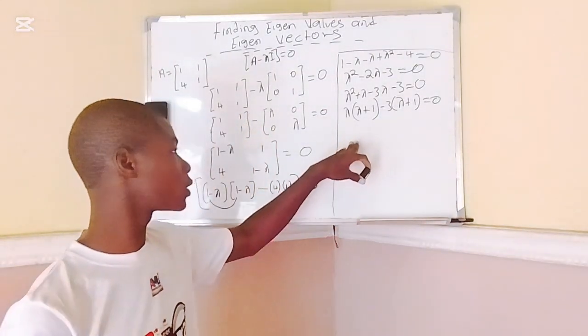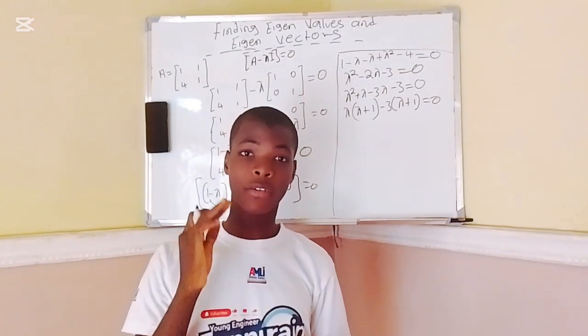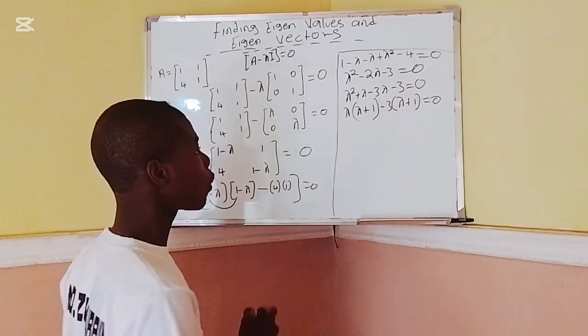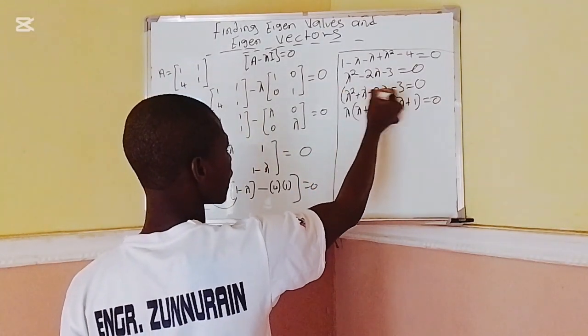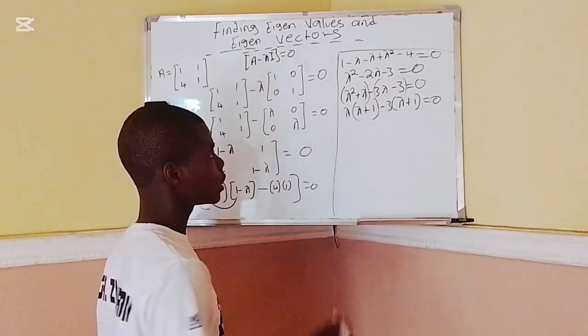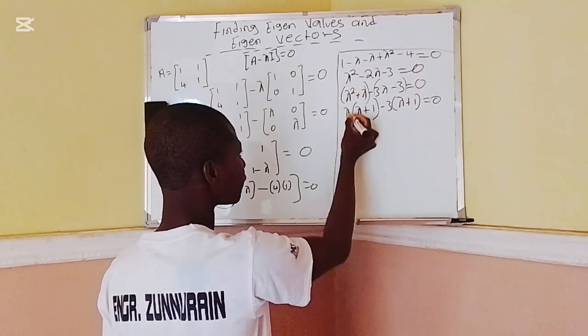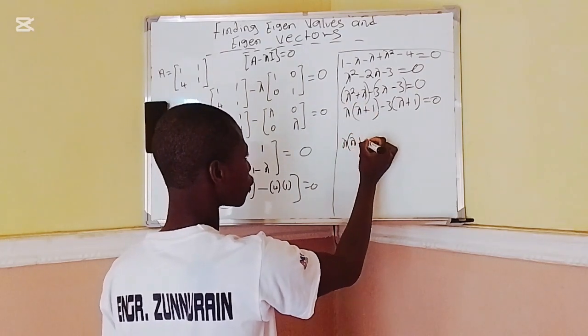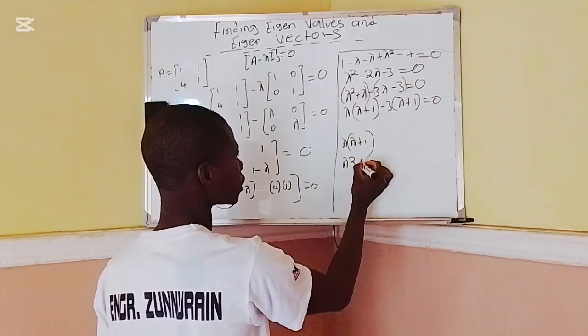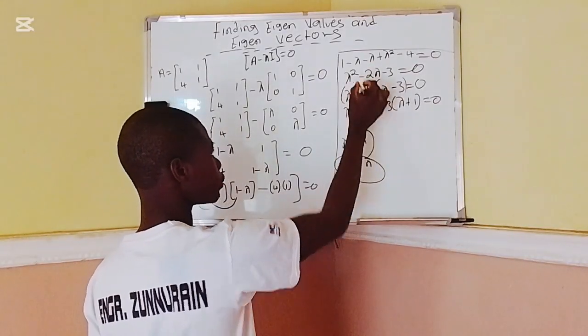You will see how to find the quadratic equation by the factorization method, because I just factor out this. How did I factor it? If I factor it, I will have lambda into lambda plus 1, because lambda times lambda gives me lambda square, and lambda times 1 gives me plus lambda. It automatically turns to this.